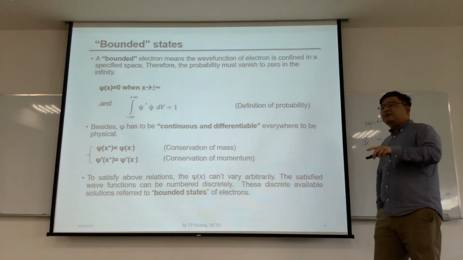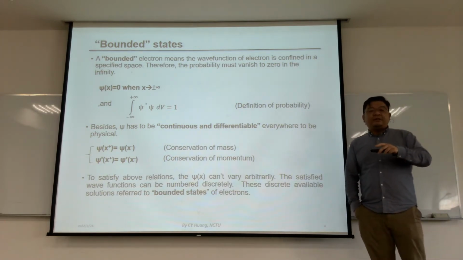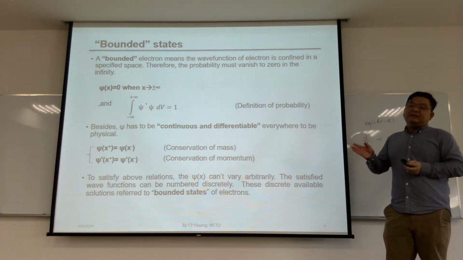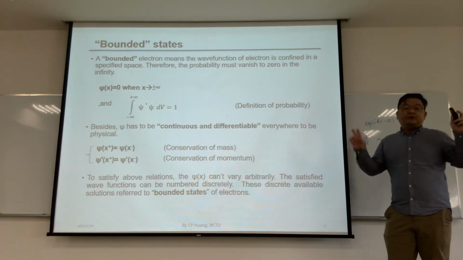Then the final answer will be discrete. There will be an infinite combination of k and omega. Yeah, that's something we call the state.